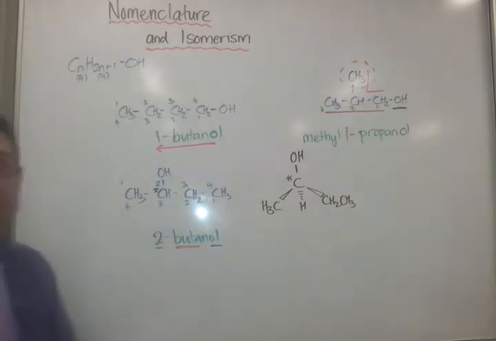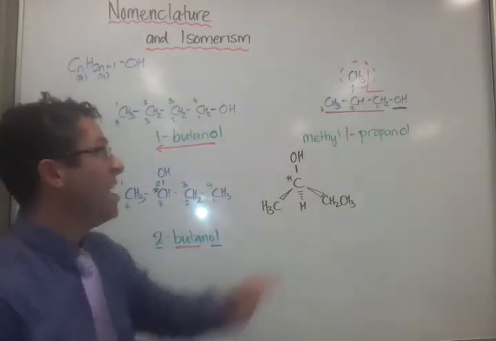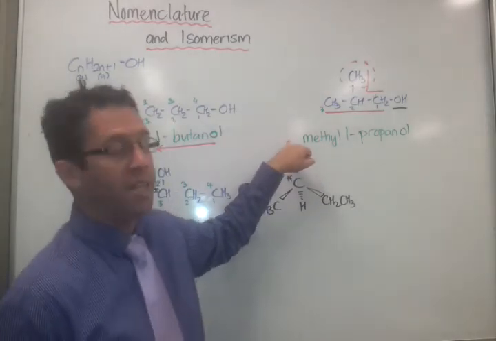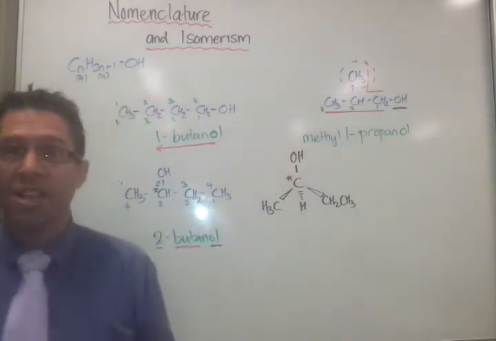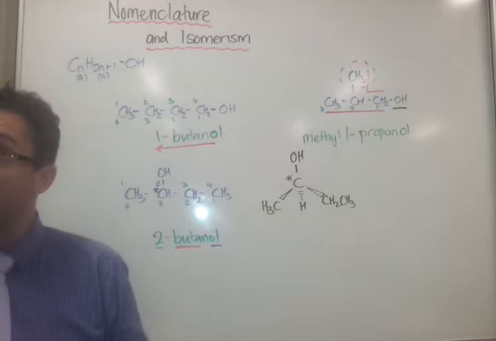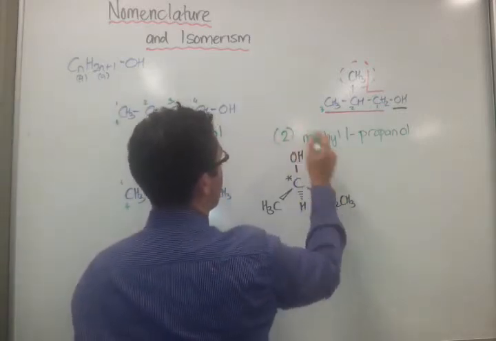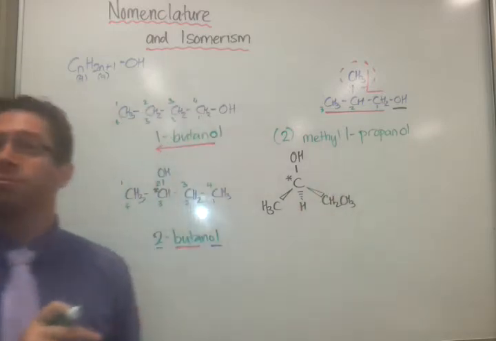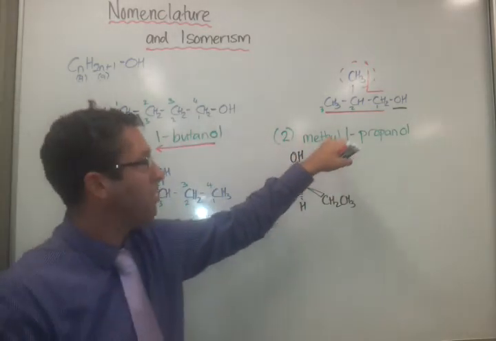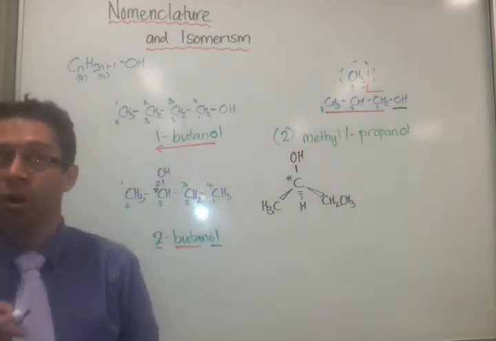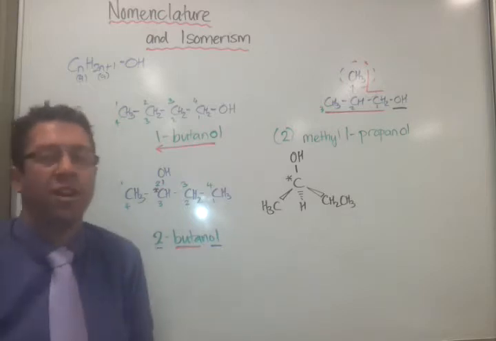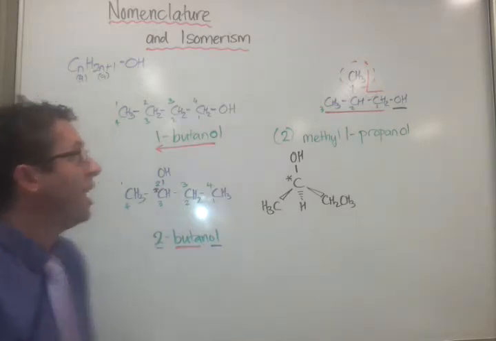But here's my hint to you for exams. If you're not sure, put the number with it. I'm going to put this in brackets because it is correct without it, but it's also correct with it. This is 2-methylpropanol, but it's also 2-methyl-1-propanol. So if you're unsure, chuck the number in, would be my advice.